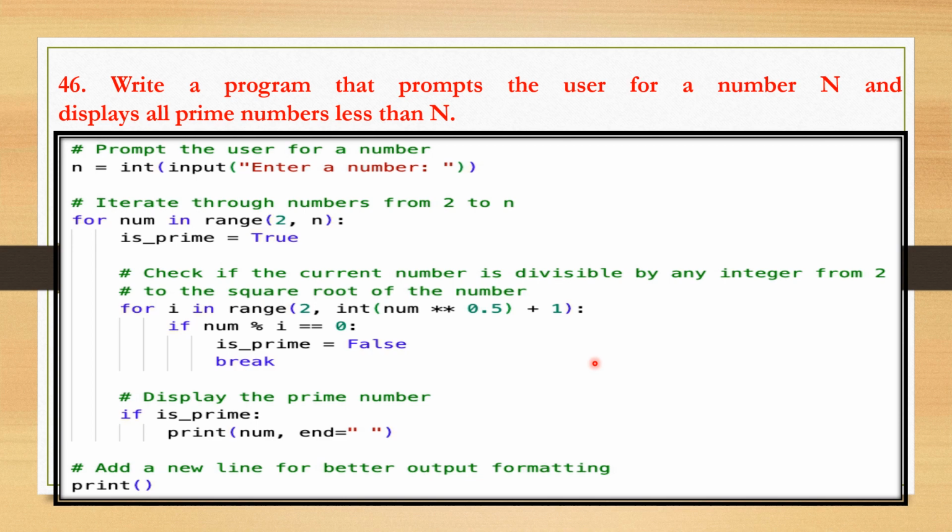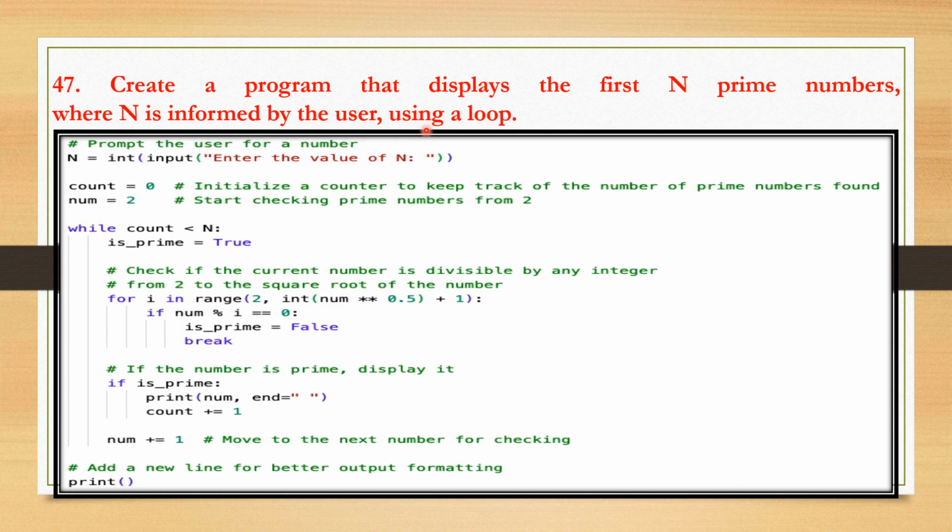If it is divisible, we set is prime to false and break out of the loop. And after that nested loop, if is prime is true, it means the current number is prime. We use the print function to display the prime number separated by a space. And we use the end equals to braces parameter to ensure that numbers are printed on the same line. And this outer loop continues iterating through the remaining numbers. So after the loop, we use the print function without any arguments to add a new line, which improves the output formatting.